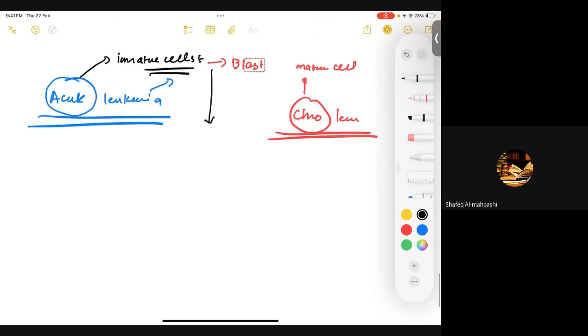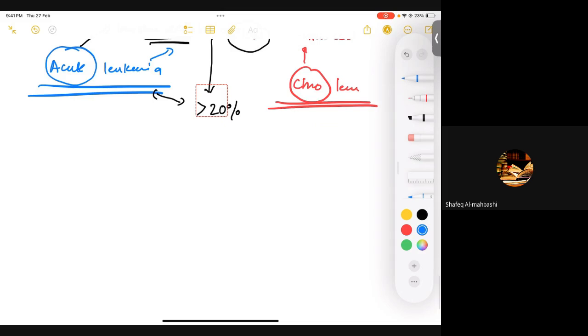Okay, let's continue this discussion. Whenever you have neoplastic proliferation, we have a standard number for that. Whenever we have greater than 20% of these blast cells, then we are going to call it acute leukemia. It's a standard along which we confirm whether it's an acute leukemia or not. Is that clear? Yes.